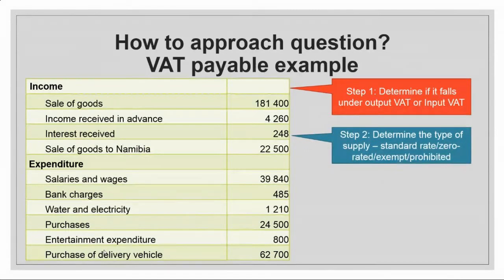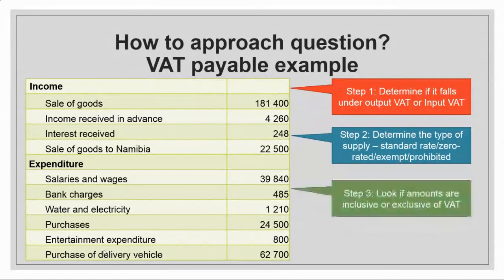Then you have to go look at what type of supply it is. Is it standard rated, is it 15%? Is it zero rated, is it 0%? Is it exempt, so is there no VAT on it? Or if it's input VAT, is it potentially prohibited? Am I not allowed to claim the input VAT? So those are the categories you have to look out for.